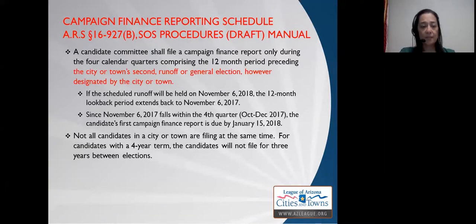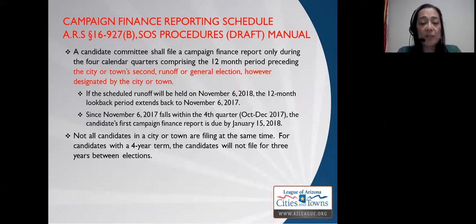But I also just wanted to mention, it's very important that you remember that not all your candidates are filing at the same time, and this can be really confusing. A candidate committee files their report only during the 4 calendar quarters comprising the 12 months before their actual election. And that's the actual runoff election. That's what you use to calculate.